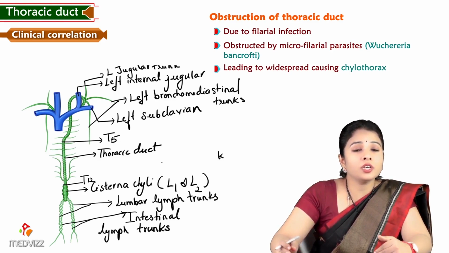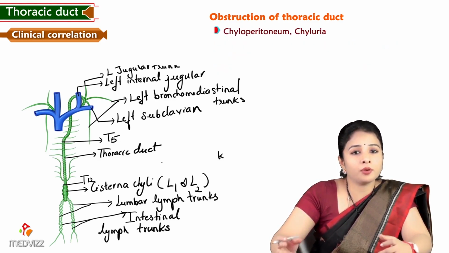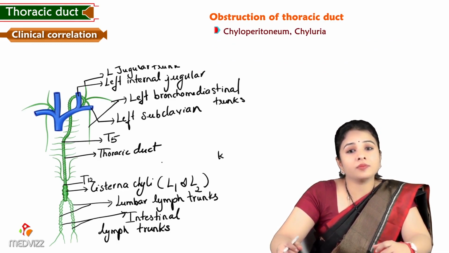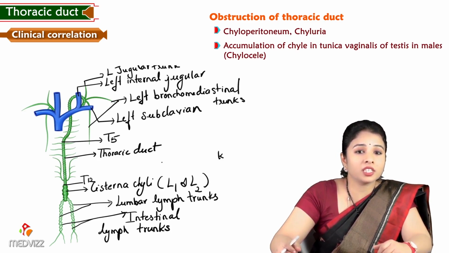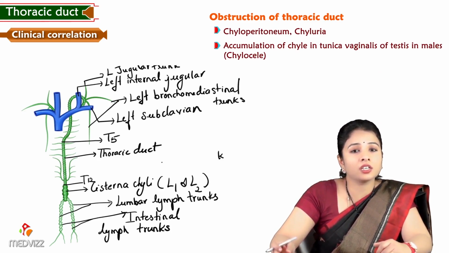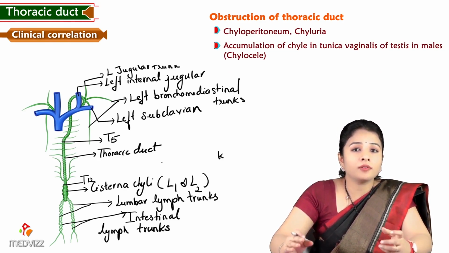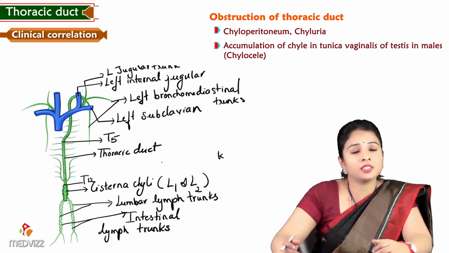Sometimes it may also lead to chyloperitoneum if the obstruction is present in the abdomen, chyluria, and even the accumulation of chyle in the tunica vaginalis of testis in males, which is called as chylocele. So these are the various conditions which are due to the obstruction of the thoracic duct.